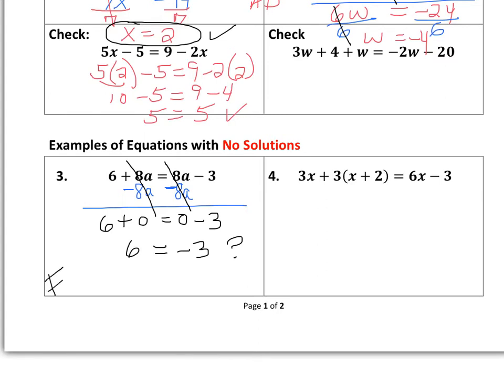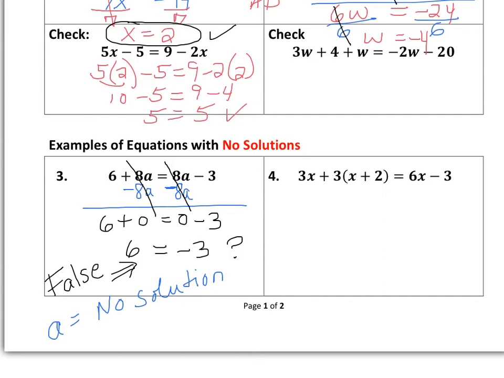We ended up here with our variable terms disappearing. They've both reduced out to 0. We have no variable left, and yet we have a false statement. If this happens, if your variable terms go away and you end up with a false statement, the answer is no solution. In this case, our variable is a, so a is no solution. There's no number that we can substitute in for a and get a true statement. All right, let's try example 4.